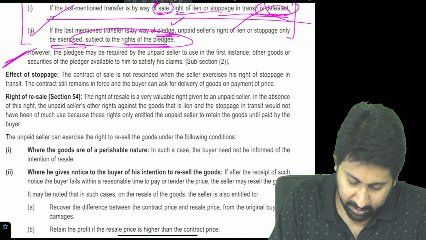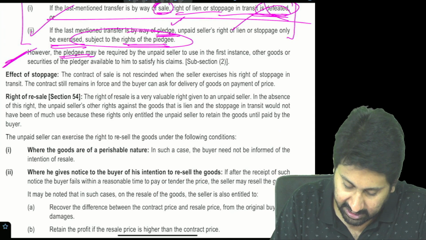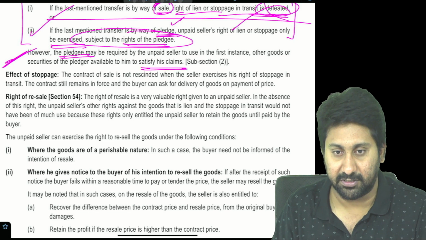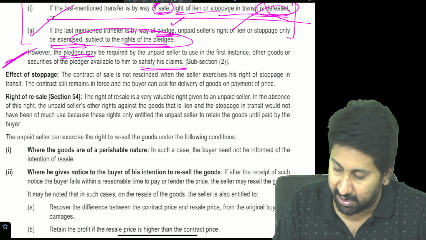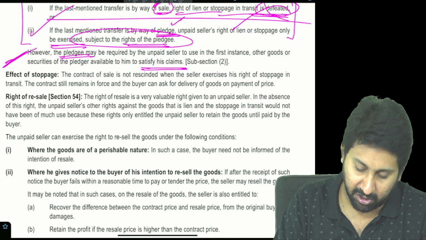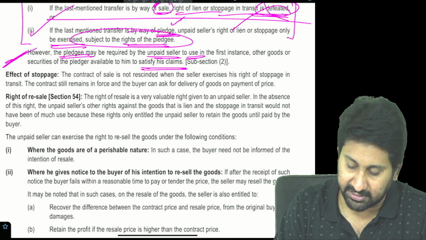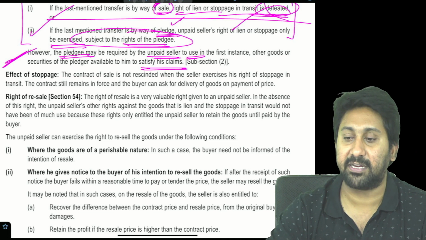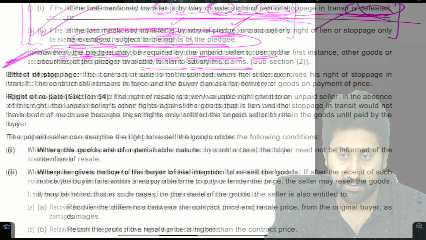Next. However, the pledgee may be required by the unpaid seller to use in the first instance other goods or securities of the pledger available to him to satisfy his claims. To satisfy his claims, what does it mean? See here. However, the pledgee may be required by the unpaid seller to use in the first instance other goods or securities of the pledger available to him to satisfy his claims. Sir, I didn't understand. Read for a while. I will explain the meaning. First, you make your try.